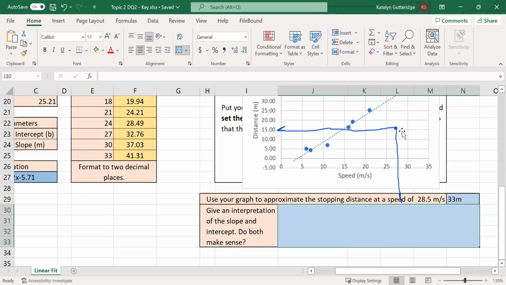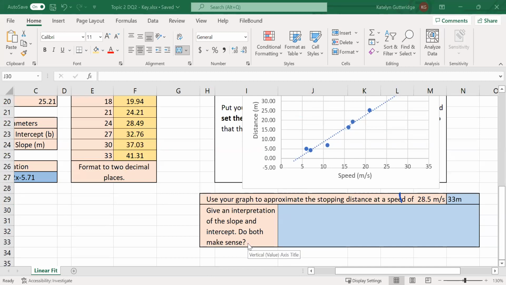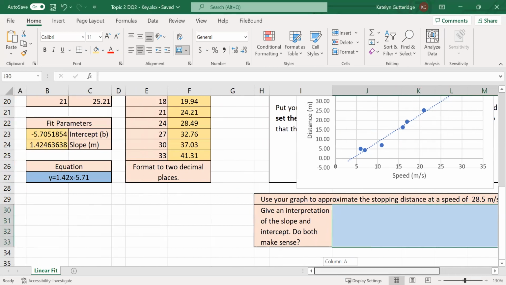Okay, so the next question to answer, let me erase my drawings. Give an interpretation of the slope and intercept. Do both make sense? So go back to your slope, go back to your intercept, and try to determine what they mean and do they make sense. The slope is representing a rate. So the slope represents how the speed increases compared to the distance. So how does the speed of the car as you're going faster, how does that affect your stopping distance? The intercept is your starting point. So at a speed of 0, your intercept represents the distance you need to stop at a speed of 0.